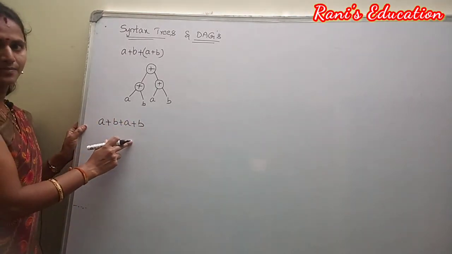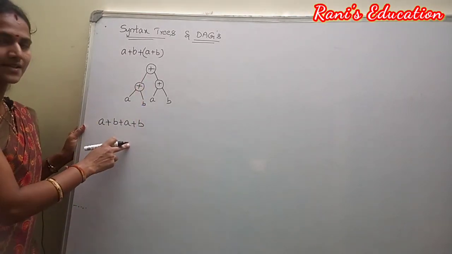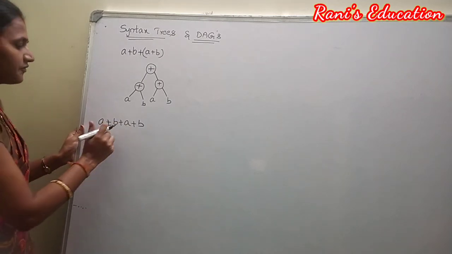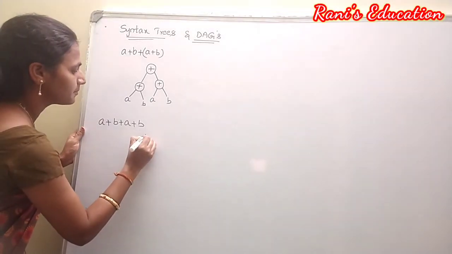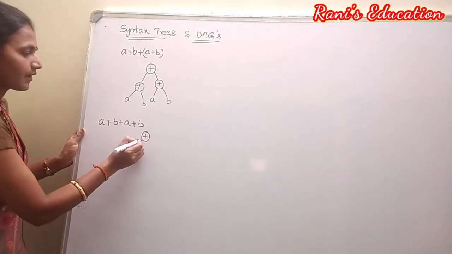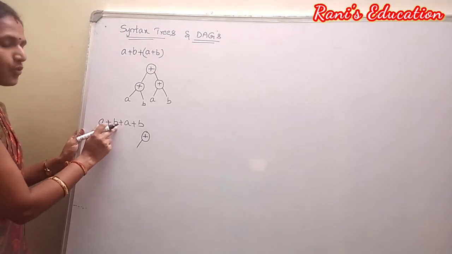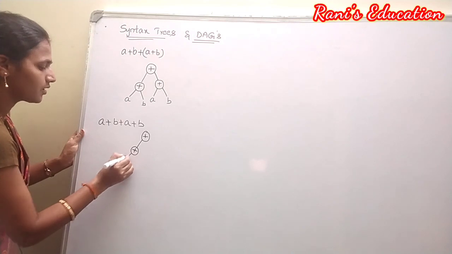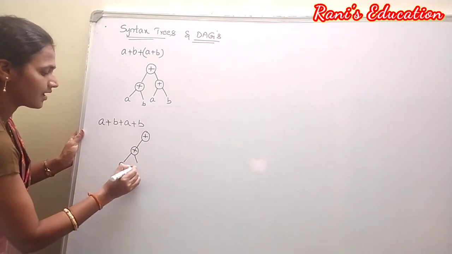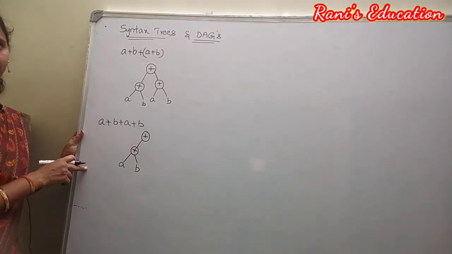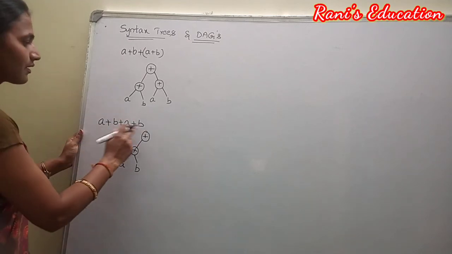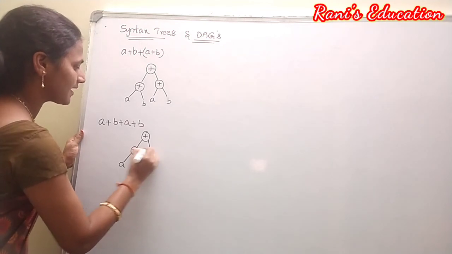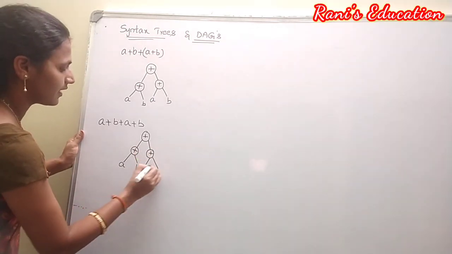So this is the expression I have considered to construct syntax trees. In what way we are going to construct this? First, here also I am going to consider plus as the root node. Plus is the interior node. Here we are going to consider a plus b. What about the right of that? So here plus is going to be considered, and a and b.